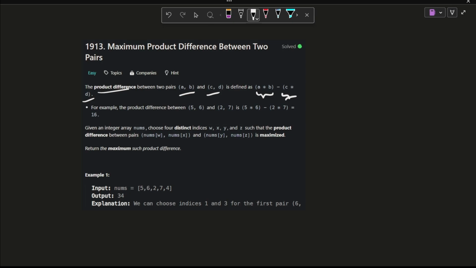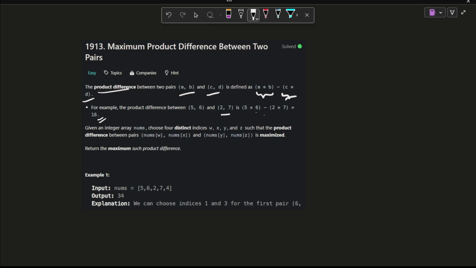Now for example, the product difference between the pairs (5, 6) and (2, 7) is given as the multiplication of both the elements in the first pair, that is 5 multiplied by 6, minus the multiplication of both the numbers in the second pair, that is minus 2 multiplied by 7, and the answer that we are getting is 16. Now this 16 will be called the product difference for these two pairs.